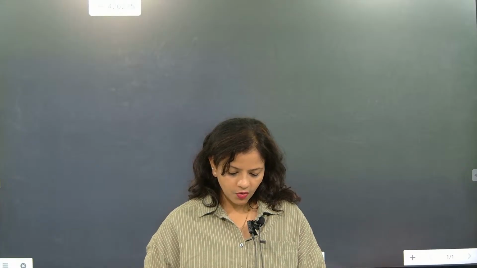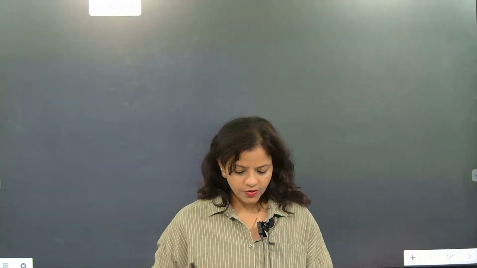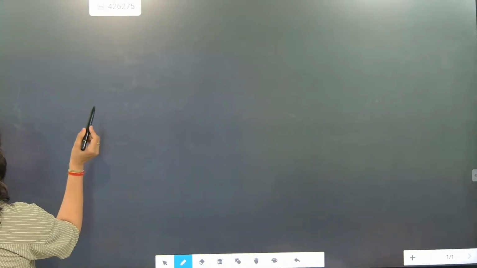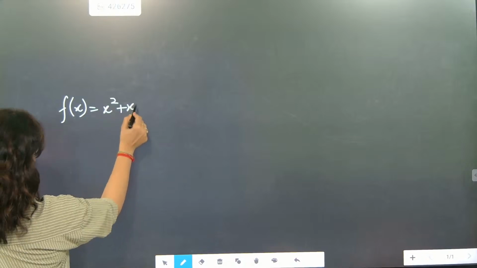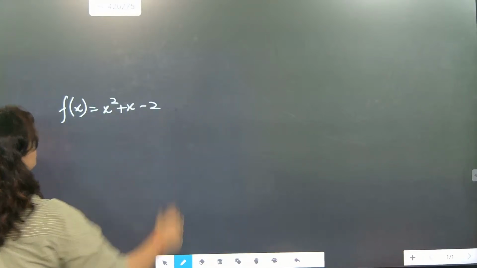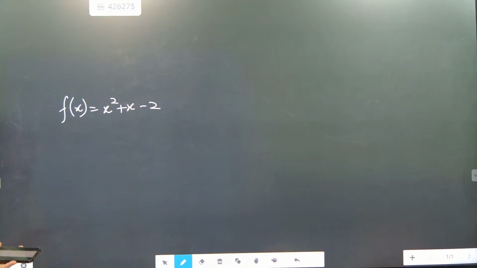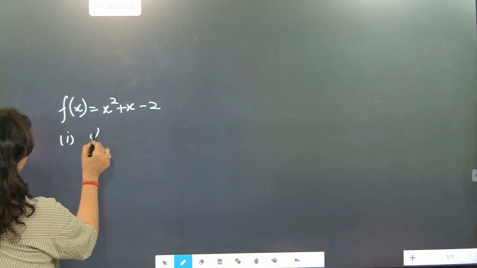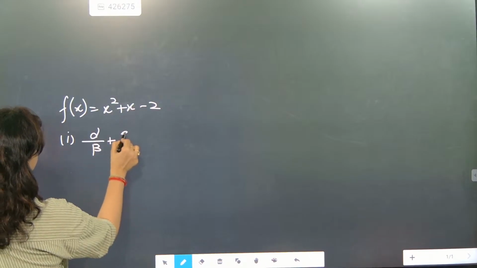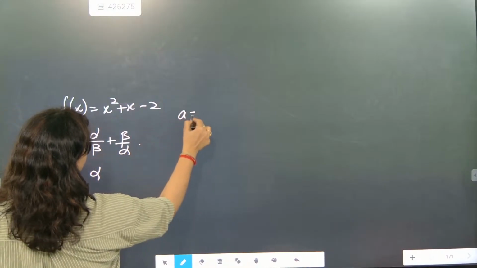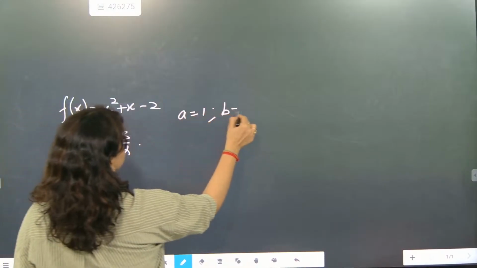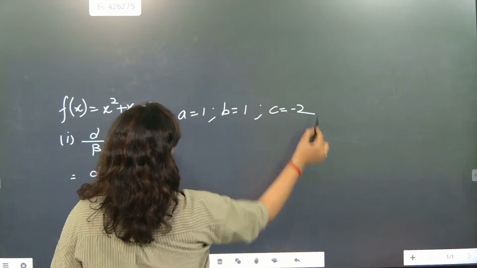Okay. Now what we are going to do is, Sophia, your question I am going to solve. She is asking a question: f of x is equal to x square plus x minus 2. After that, find the value of alpha by beta plus beta by alpha. So we know that a will be equal to 1, b will be equal to 1 and c will be equal to minus 2.